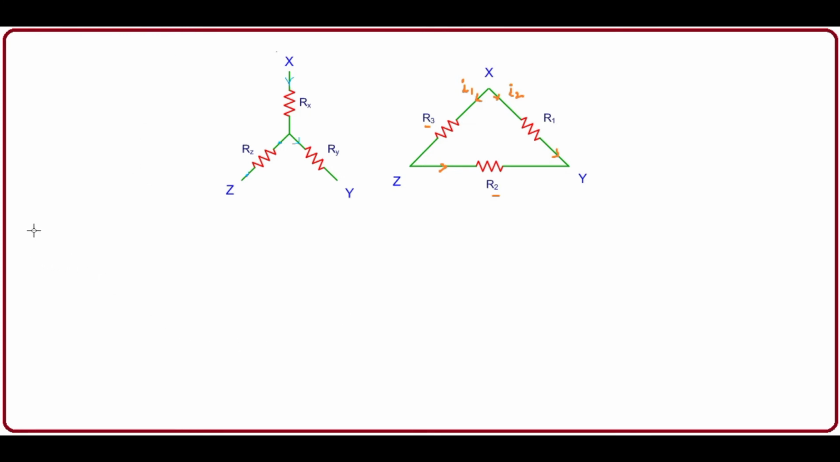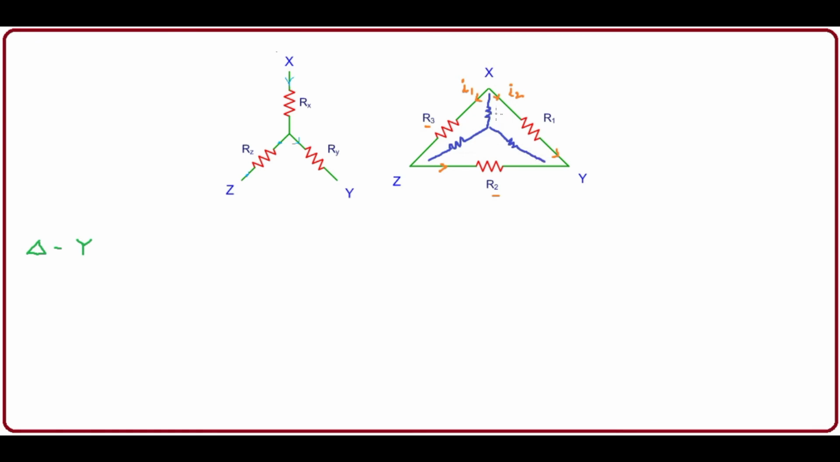If you want to convert delta into star, that means we have delta terms R1, R2 and R3, and now we need to convert into star, that means Rx, Ry and Rz. How can we do it? This can be done in a simpler fashion. Let me draw with blue color. R1, R2, R3 have been given to us. Here we need to convert into star like this.